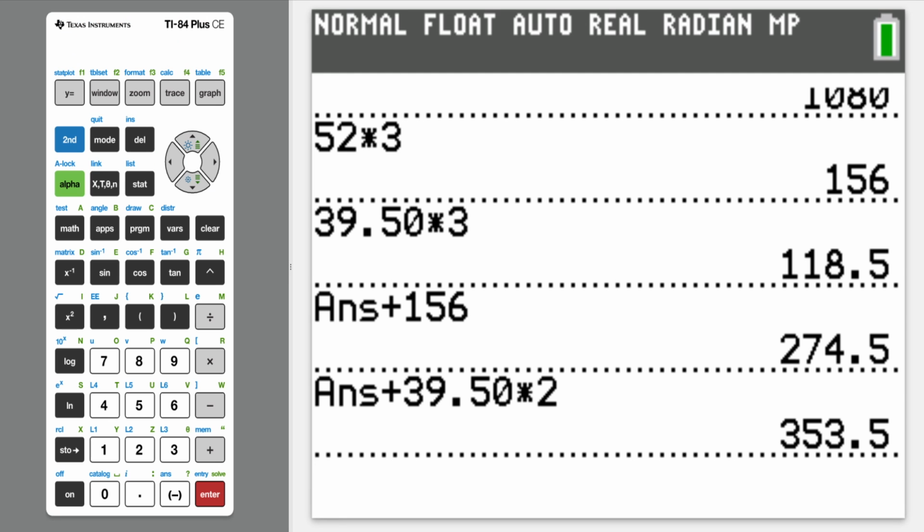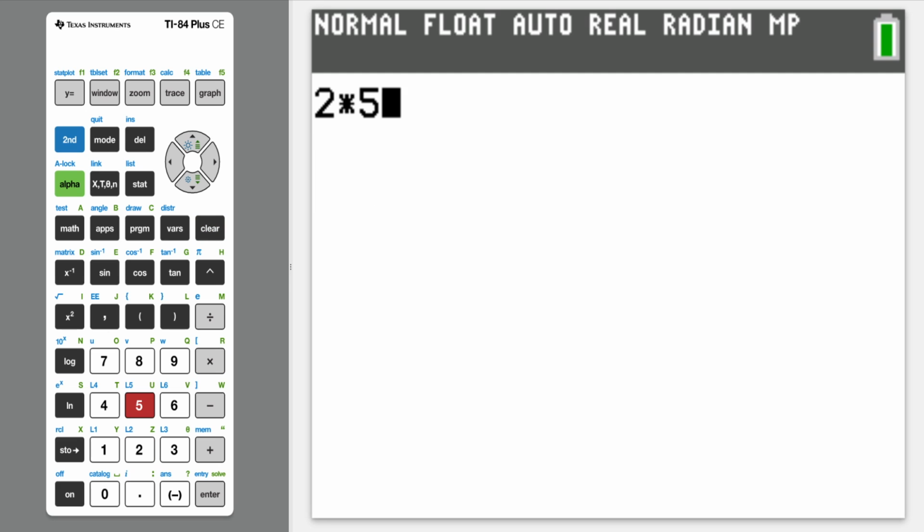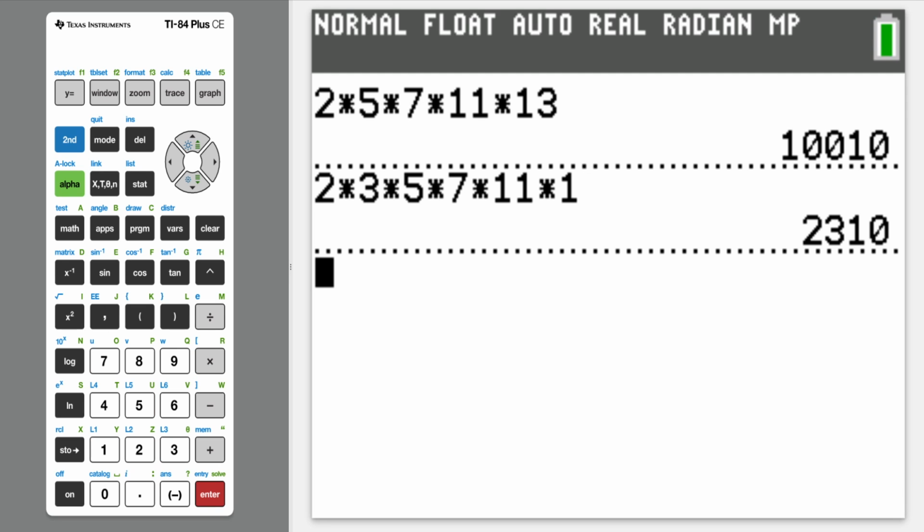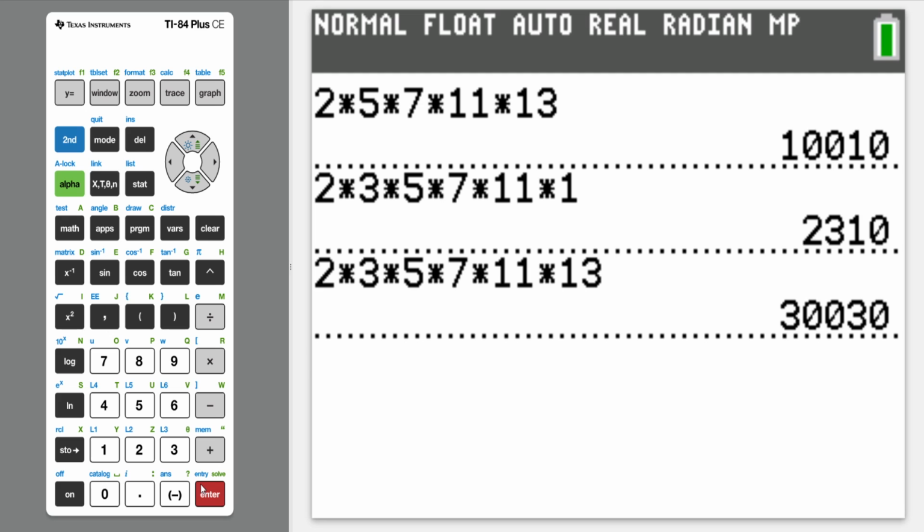And if I just type in 2 times 5, let's try that again, times 7 times 11 times 13, right? I only get 1,010, and that's because in choice E, I have another number, the 3, and that's the one that I need to get to the prime factorization, right? Let's try that again, but with the correct number at the end, right? So you can see that with the 13 at the end, I do get 30,030.